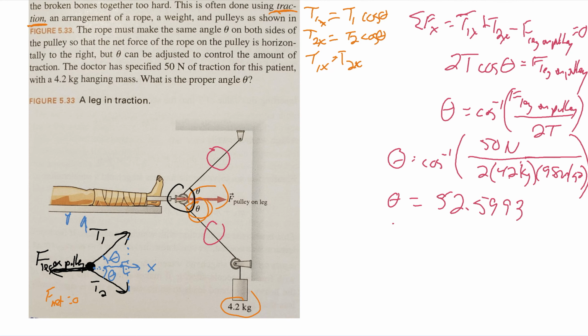52.5993. Okay, well, let's look at our significant figures. What is our answer going to actually be? This one, 50. So what is it? Yeah, we only have 50 newtons, so the answer actually should be 50. You know what, I would not argue with you if you said 53 degrees. Even though it seems like the answer should be 50, 53 seems a little bit better here for me.